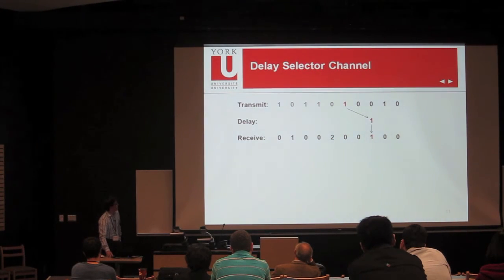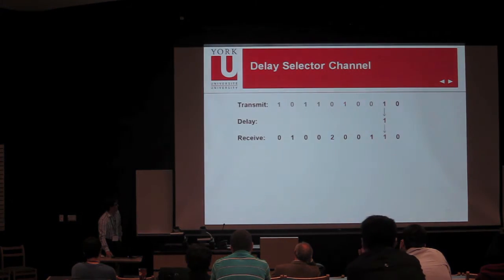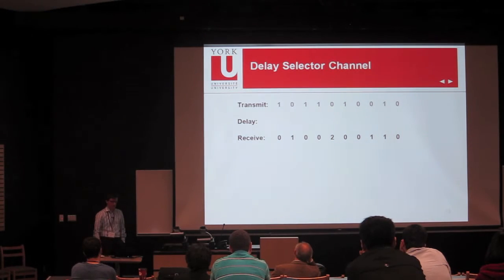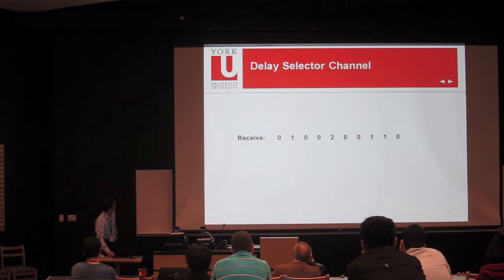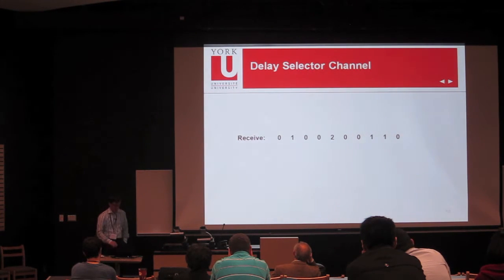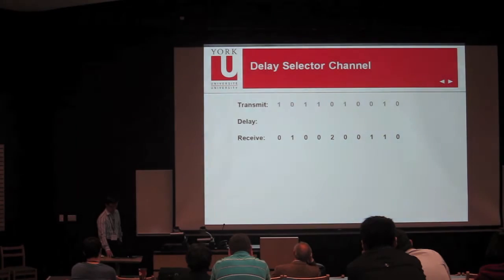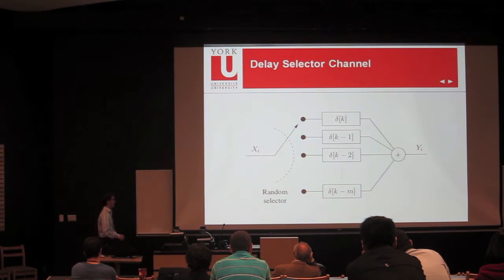So we can go on, that one will arrive there, that one will arrive there, and we will ultimately transform the transmitted sequence that we see at the top into the received sequence that we see at the bottom. So this is obviously a non-trivial problem, to take that received sequence and from that guess what the transmitted sequence was. Systematically, this is what the delay selector channel looks like.